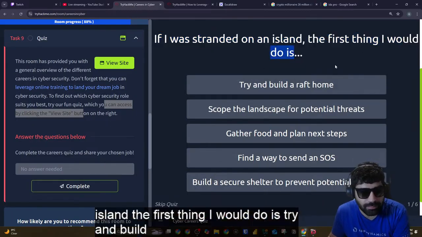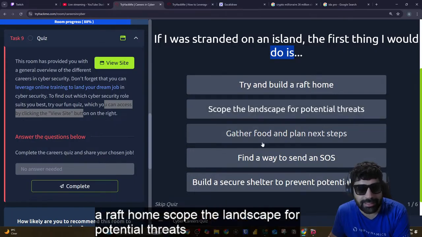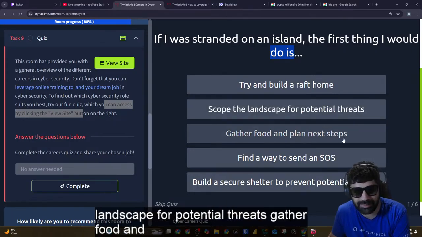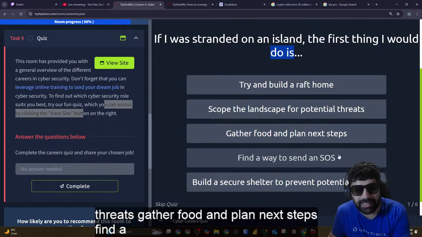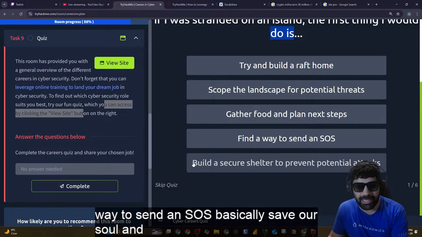So if I was stranded on an island, the first thing I would do is: try to build a raft home; scope the landscape for potential threats, gather food and plan next steps; find a way to send an SOS, basically save our souls; or build a secure shelter.